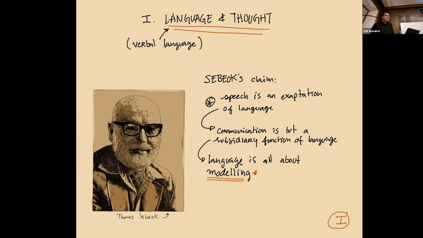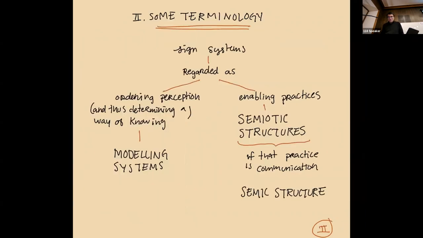Now, just to be clear, I think Sebeok is in a way right with this claim, but I also think that there are some aspects of language, for instance the way it changes, that cannot be properly explained without taking into account its communicative functions. So to this extent, it seems that it might be useful to draw a more or less clear distinction between these two aspects. So let me introduce some terminology.